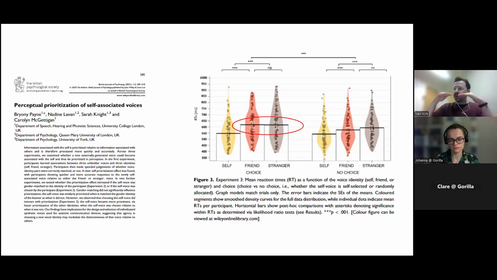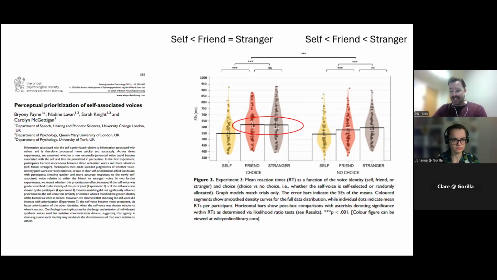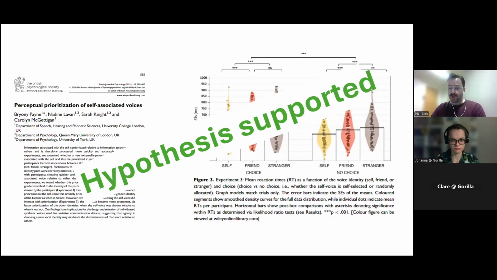You normally have a self is faster than friend, is faster than stranger, but here the friend got deprioritized. Whereas in the no choice condition, you saw that classic effect. So we can think of it as self faster than friend, and friend is equal to stranger when you had choice. And in the no choice condition, you get the classic self is faster than friend and friend is faster than stranger. So the hypothesis was supported here.